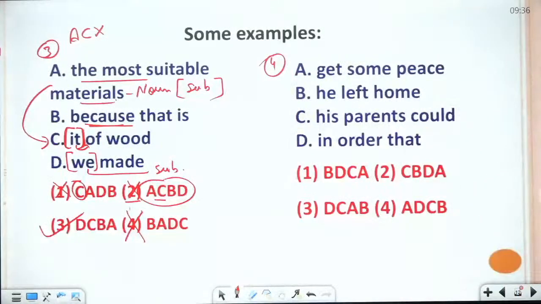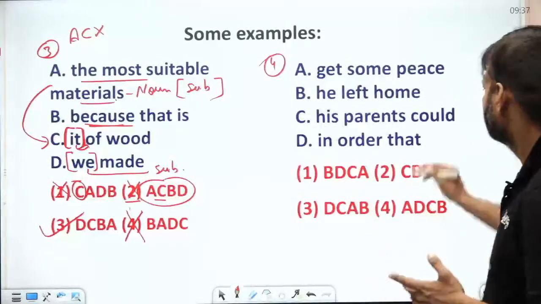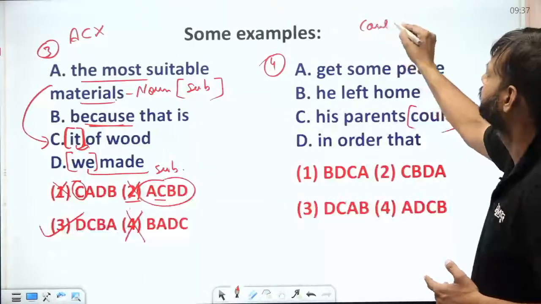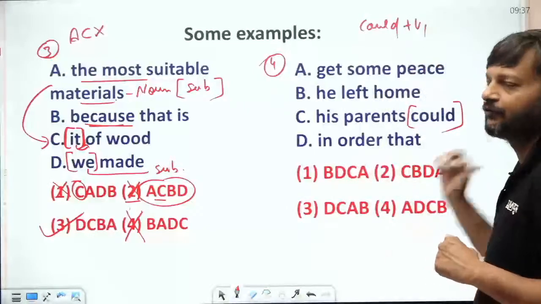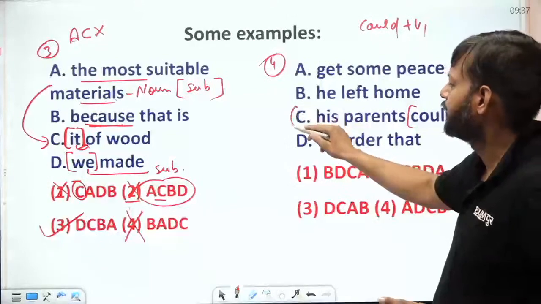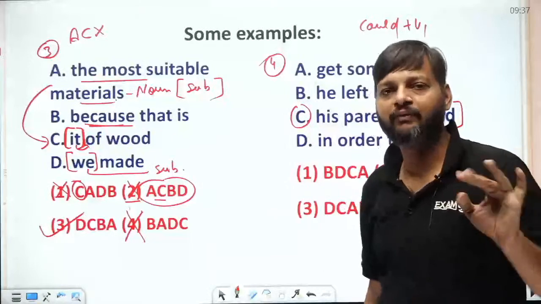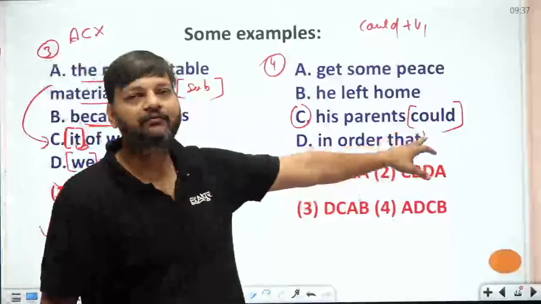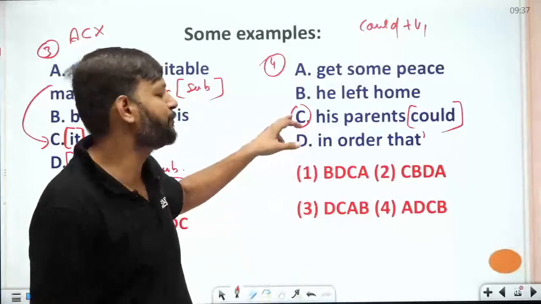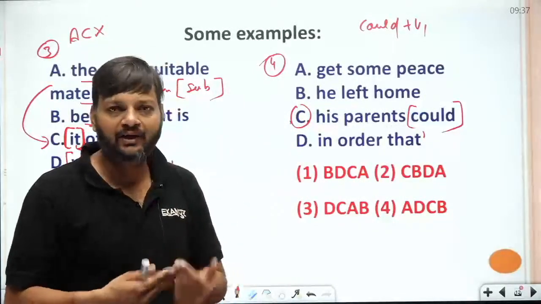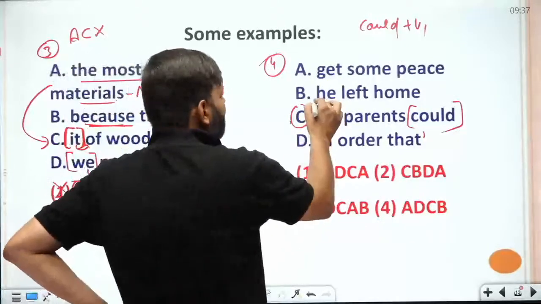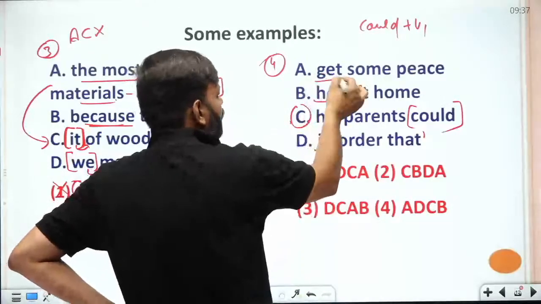Okay, now solve the fourth question. Make pairs. See, the very easy way to make a pair: here you can see "could." Now "could" is a helping verb which should be followed by the first form of a verb. So any sentence which has to be placed after C must start with the first form of a verb. So in B we have a subject, in D we have "in," and in A we have the first form of a verb.